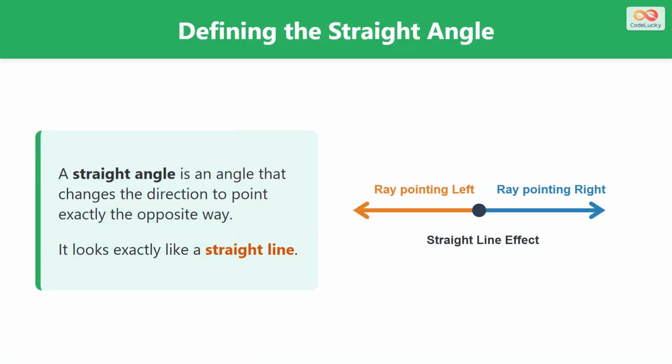Now, imagine opening those rays until they point in exactly opposite directions. When you do this, they form a straight line. This specific formation is what we call a straight angle. The vertex is right in the middle.